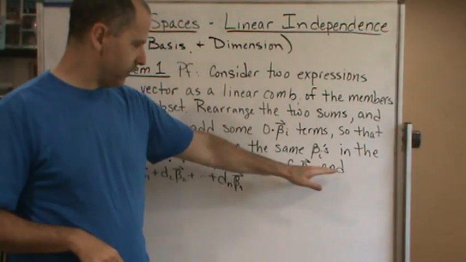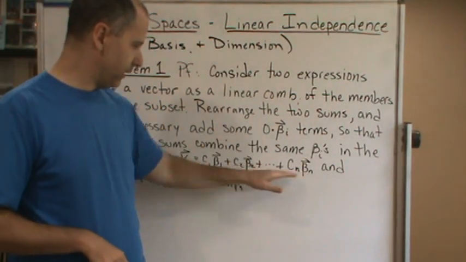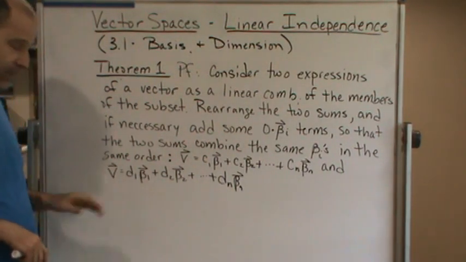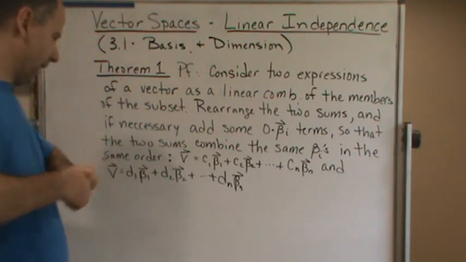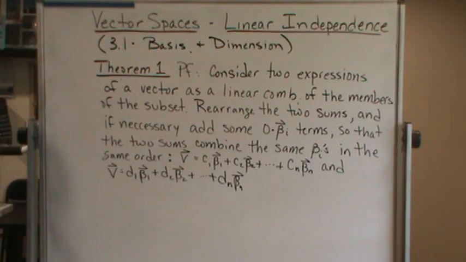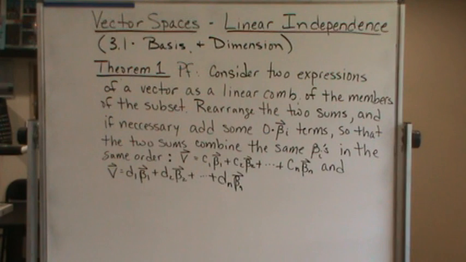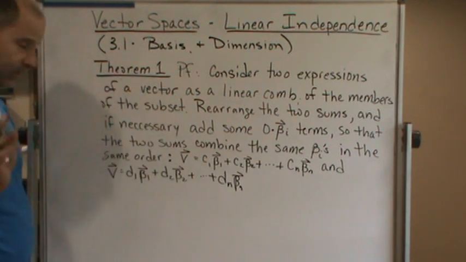So here's our vector v written with this linear combination of betas, right? And here's vector v with the other linear combination of betas. So they're the same, right? Now, these two are going to be equal, so we're going to set them equal to each other, and it's only going to hold as long as what? The coefficients. Now, let's write this out.